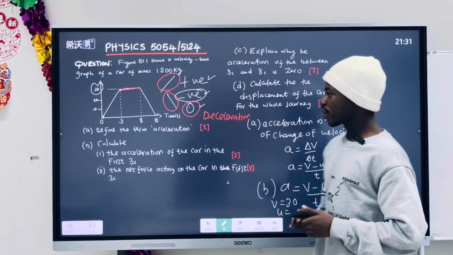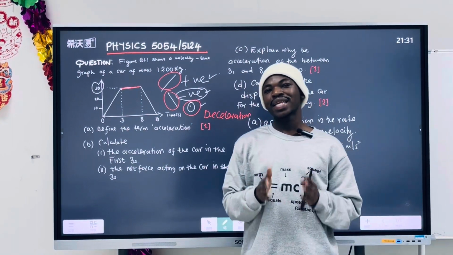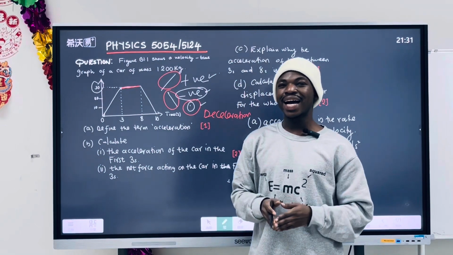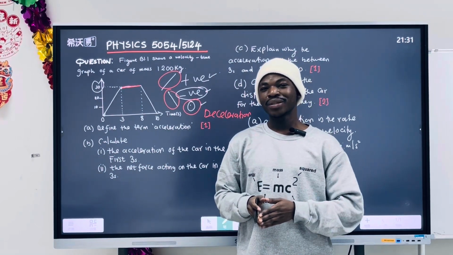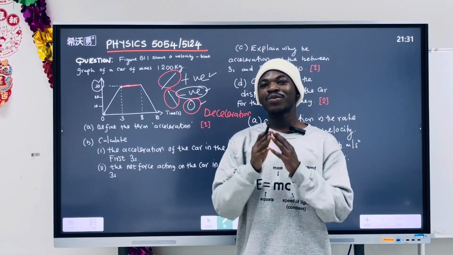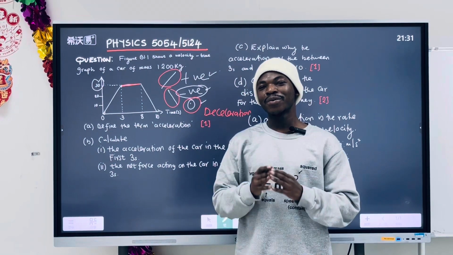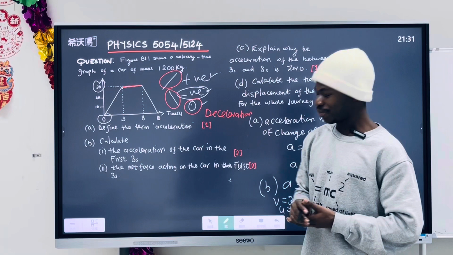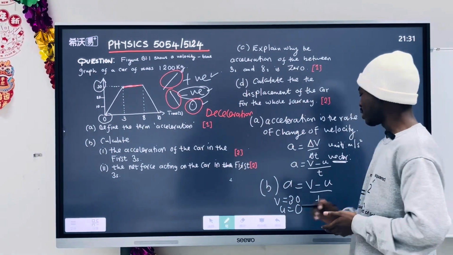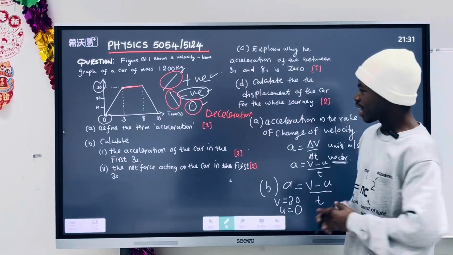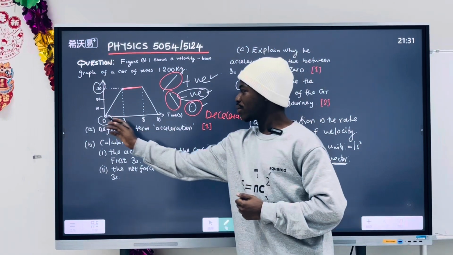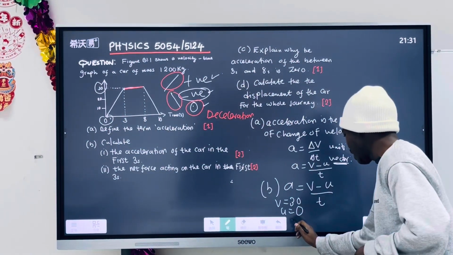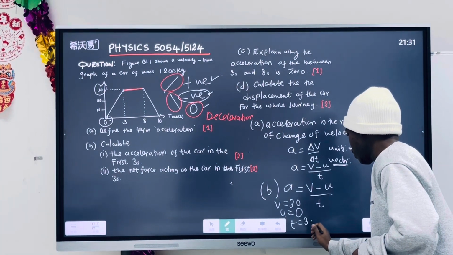U is the initial velocity, the velocity the body started with. You can see that the body was initially at rest. When we say the body is at rest, we mean the velocity is initially 0 meters per second. So we know that our U is 0. And what time did it take? It took 3 seconds to move from 0 all the way up to 30. So time taken, 3 seconds.